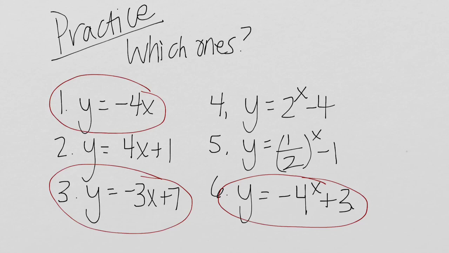Alright, here you go. So number 1 has a negative out front, so we are reflecting. Number 3 has a negative out front, so we're reflecting. And number 6 has a negative out front, so we're reflecting. All the other ones have just stayed in the position they were originally intended to be in.